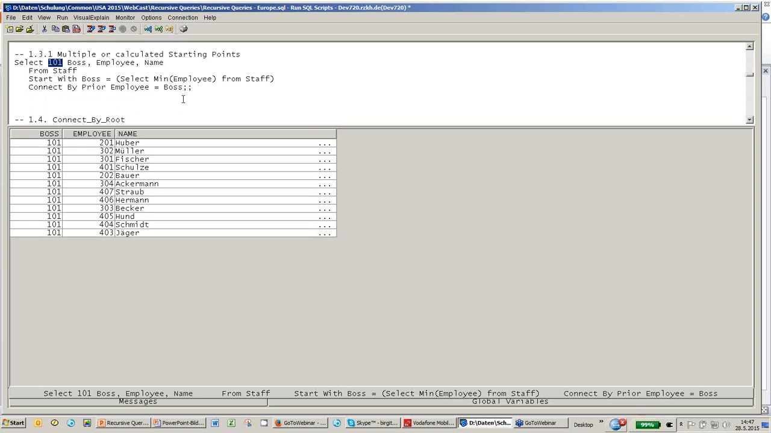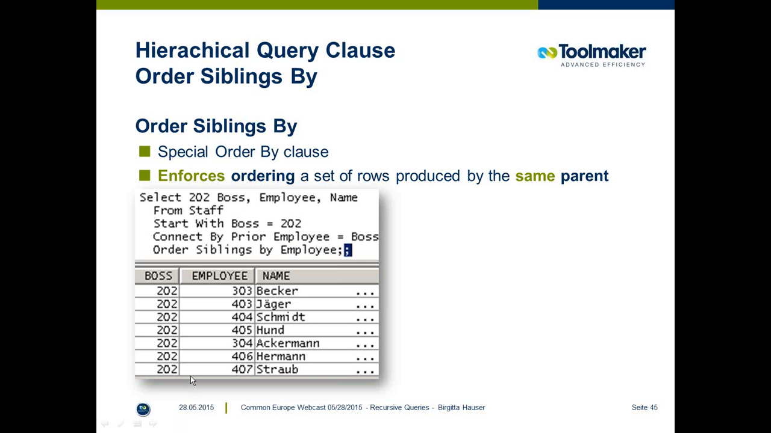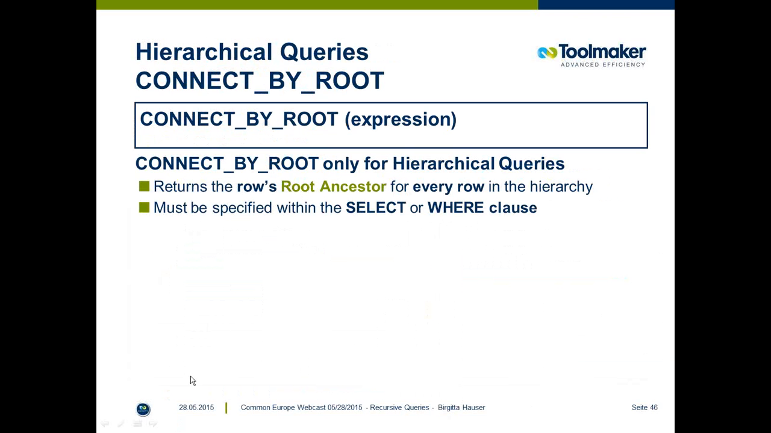So what we can do, there is a new function which is called CONNECT_BY_ROOT, and within the parentheses we specify the expression or the column. It always returns the root ancestor for every row. So if we have multiple starting points, or if the starting point changes, we simply can use CONNECT_BY_ROOT and we get the root element.